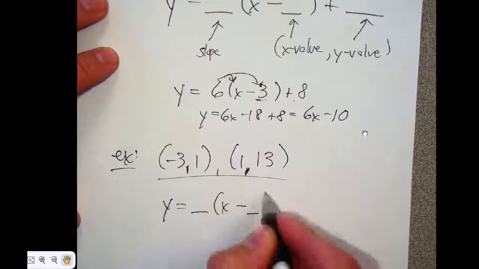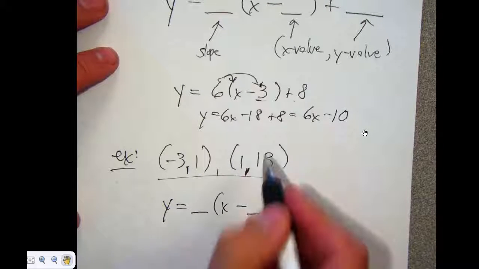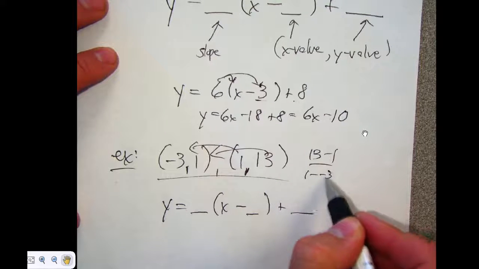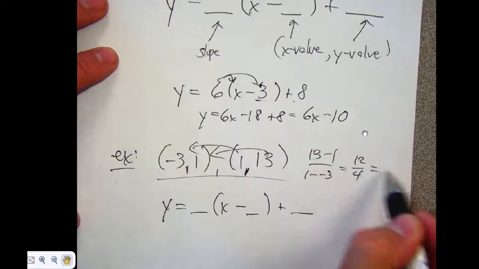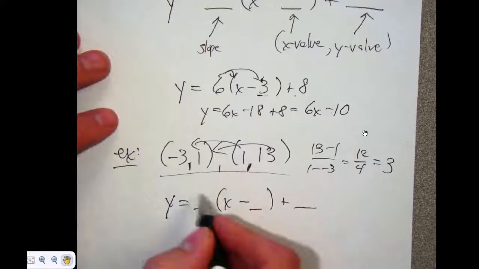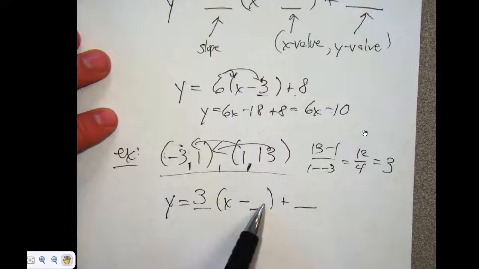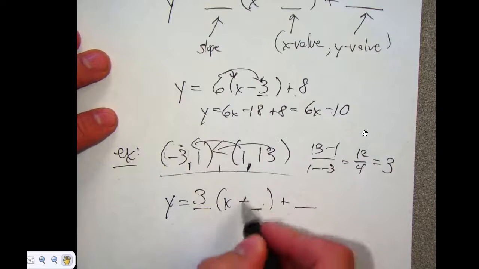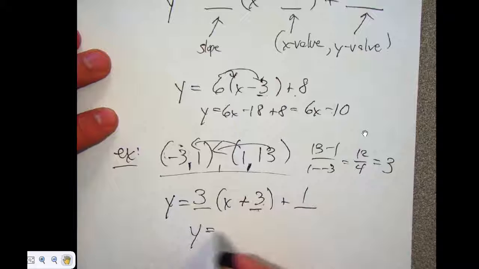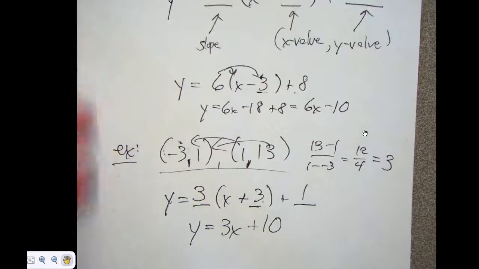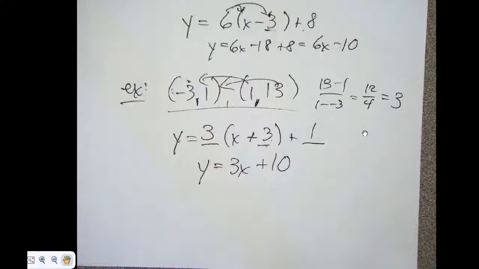So y equals blank, x minus blank, plus blank. If I find the slope, 13 minus 1 over 1 minus negative 3, so 12 over 4, so my slope should be 3. And then I pick either point. If you're putting a negative 3 there, it would end up positive, so it's minus a negative 3. And so this would be 3x plus 9 plus 1 more. I'm going to add 3x plus 10 there.